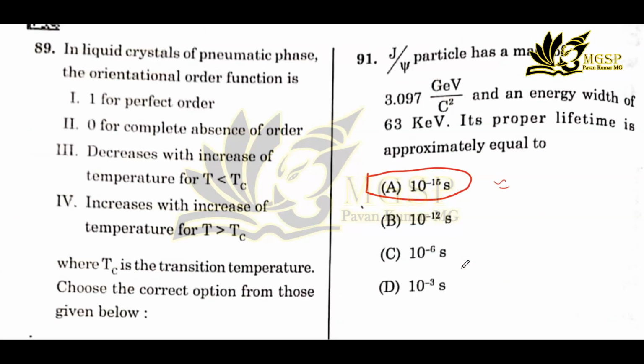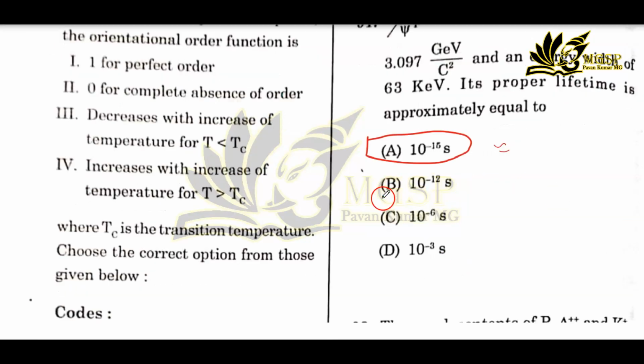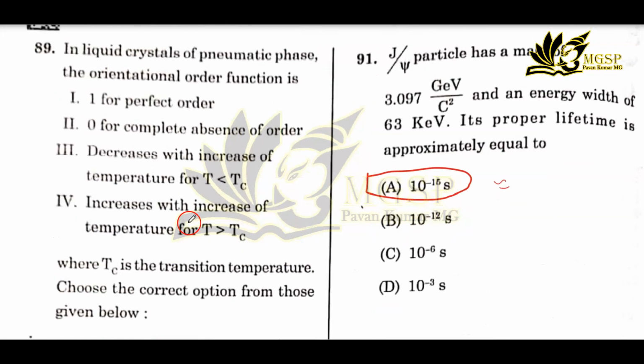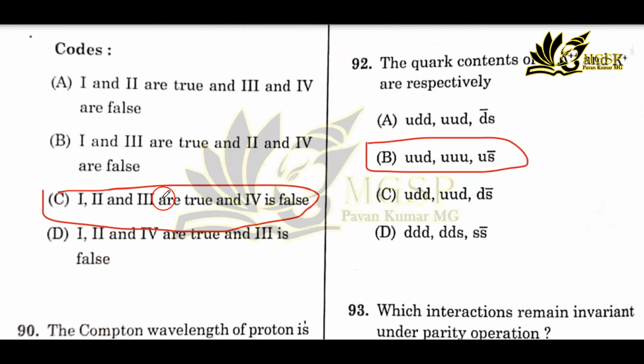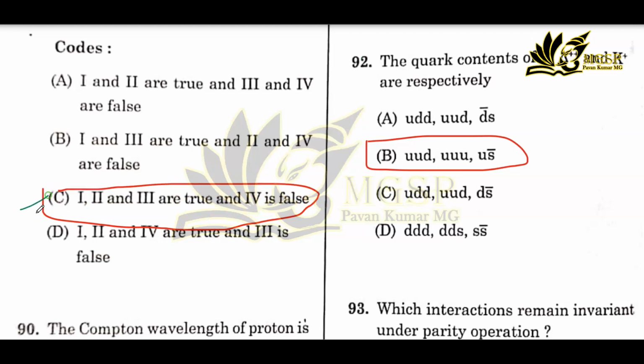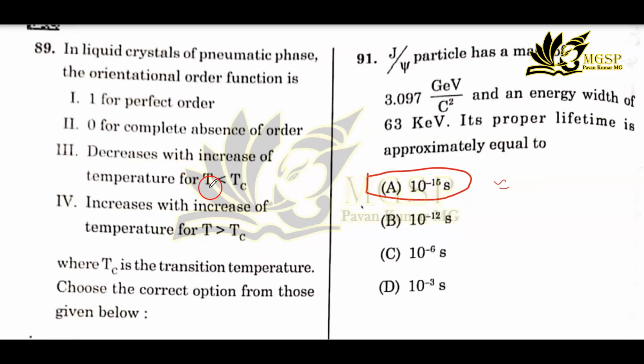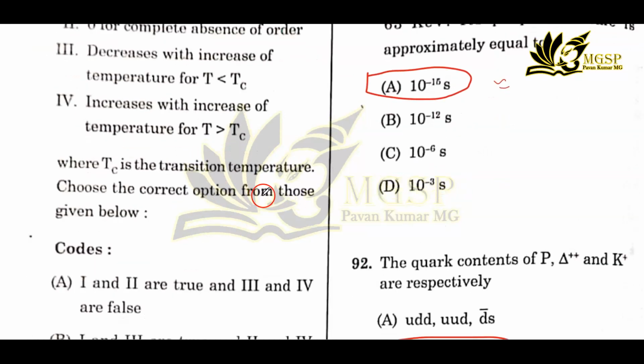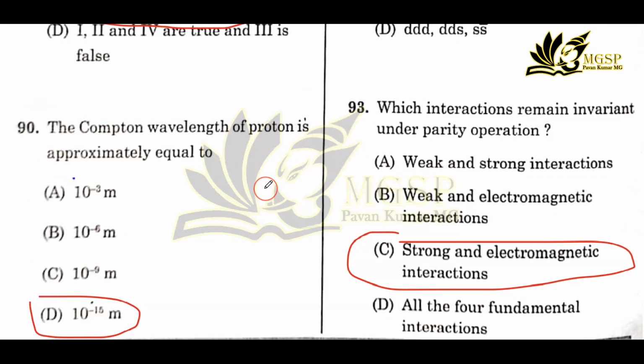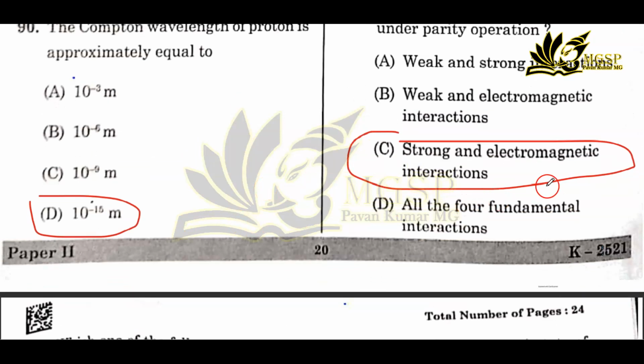Next, coming to the liquid crystal of nematic phase. We haven't discussed this, but among the options, this C is the correct one, because at higher temperature we have seen, I told that the orientation will decrease as the temperature increases, that is for less than Tc, the critical temperature. Next, Compton wavelength. This is also a direct question.